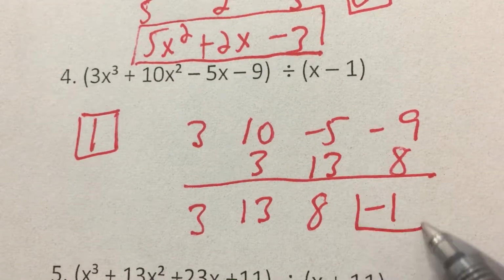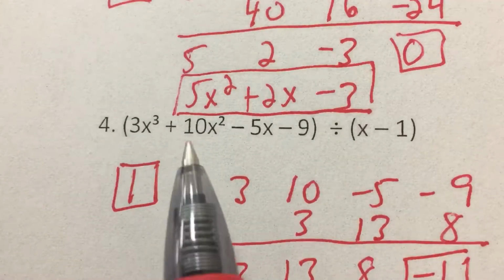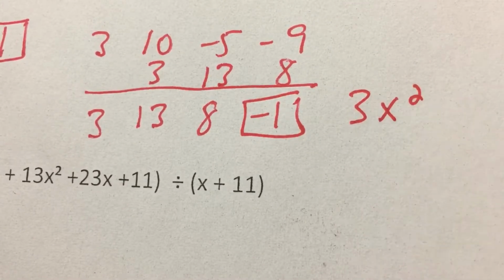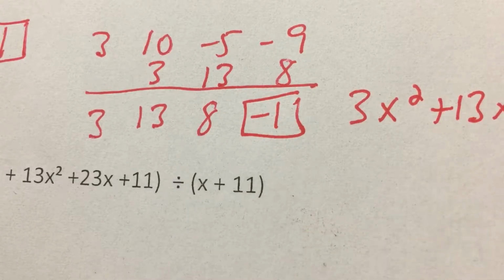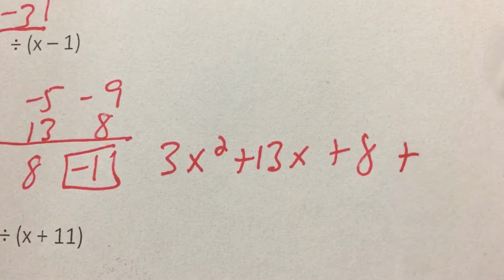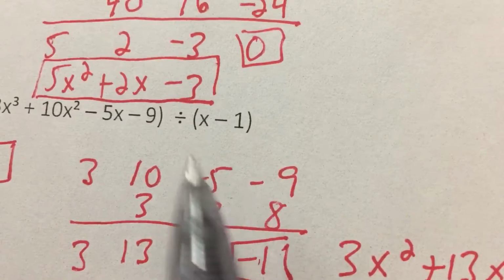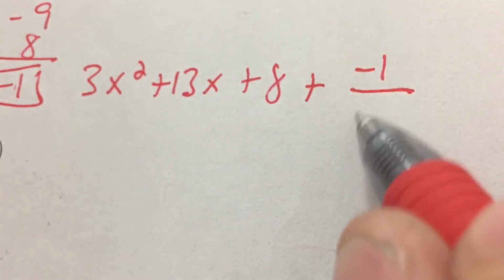Notice that this time we ended up with a remainder. So we're going to start with x squared, because this is x to the third. We get 3x squared plus 13x plus 8 with a remainder of negative 1. So we need to write an additional fraction. Negative 1 at the top, a remainder, and what we were dividing by goes at the bottom. So it's x minus 1.